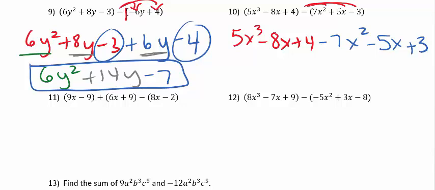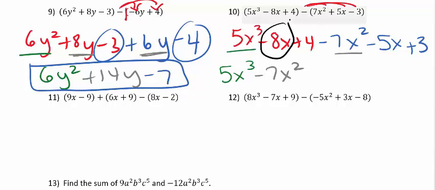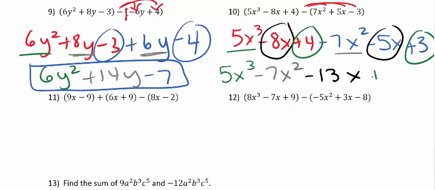Now we're going to combine like terms. So 5x cubed doesn't have anyone to combine with, so we just bring it down. The x squared doesn't have anyone to combine with, so we'll just bring it down. And now we combine the x terms. We have a minus 8x and a minus 5x. That gives us a minus 13x. And then we can combine our constants of plus 4 and plus 3 and give us a plus 7.